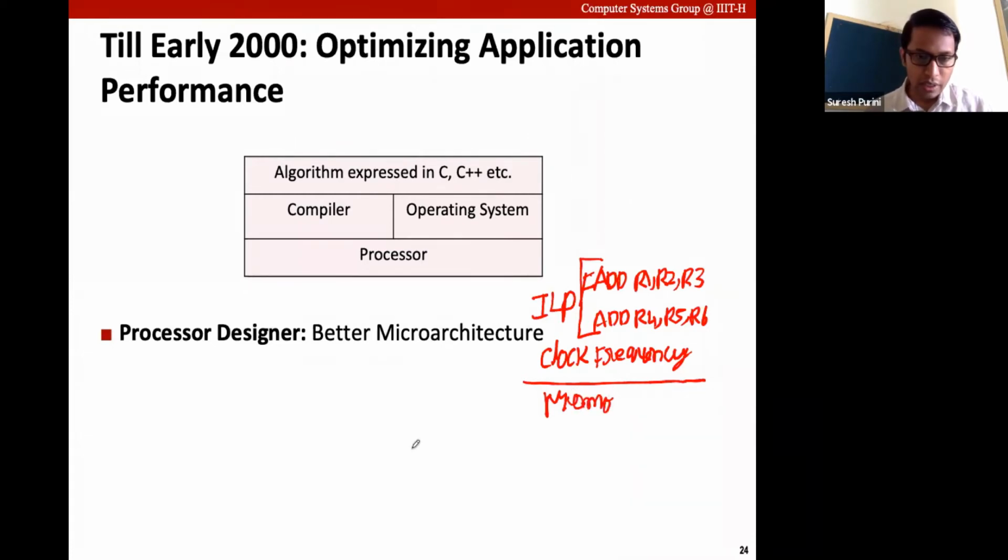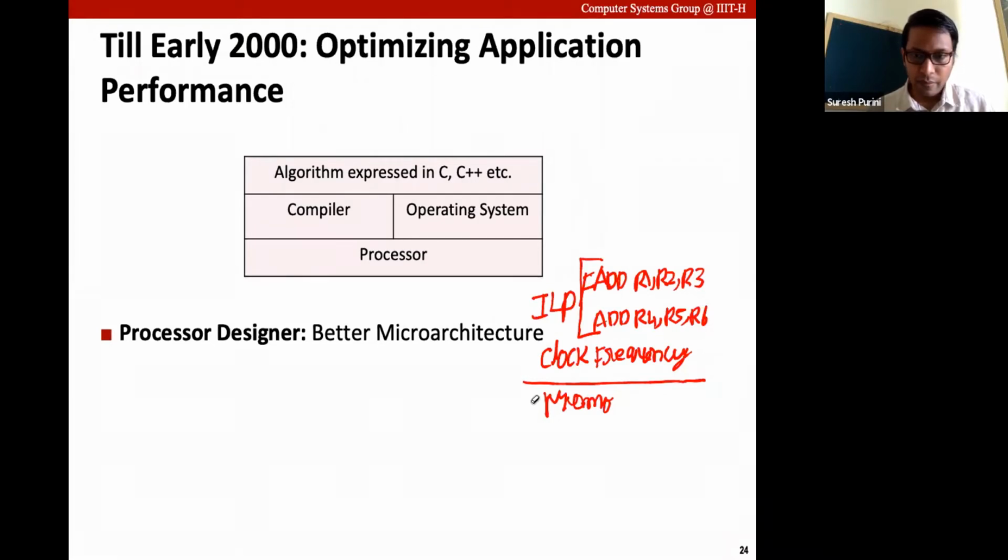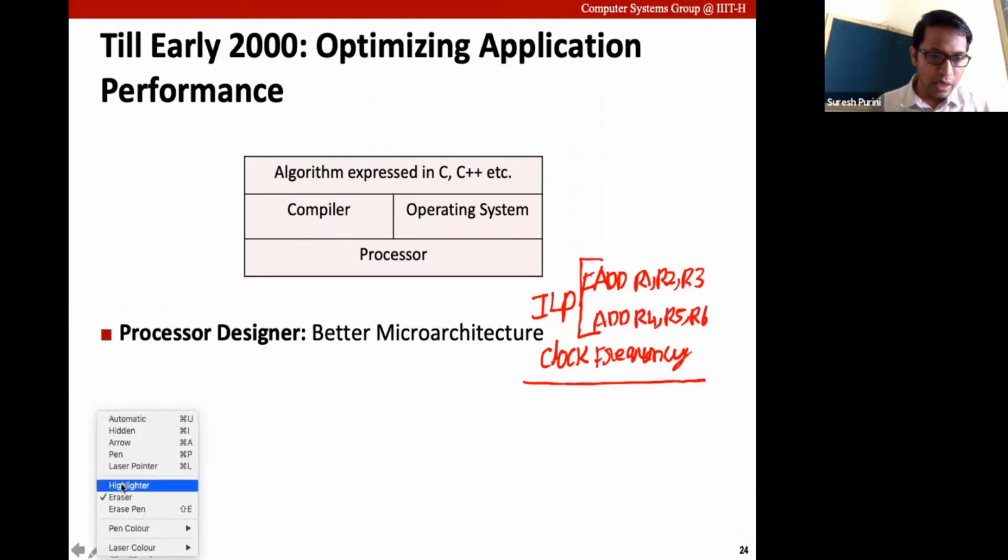Sorry, let me erase this. If you have any questions, I will take them in a couple of minutes.